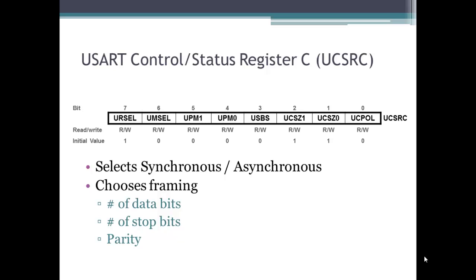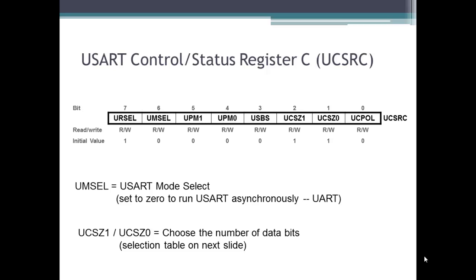And finally, the control status register C, UCSRC, is the register that selects whether the USART runs in synchronous mode or asynchronous mode. It also specifies the framing, which can choose the number of data bits, the number of stop bits, and whether or not you're going to use a bit for parity checking and error checking. Whether the USART runs synchronously or asynchronously is specified with bit number 6 in this register, the UMSEL, or the USART mode select. If you set this to 0, the USART runs asynchronously, or in the so-called UART mode.